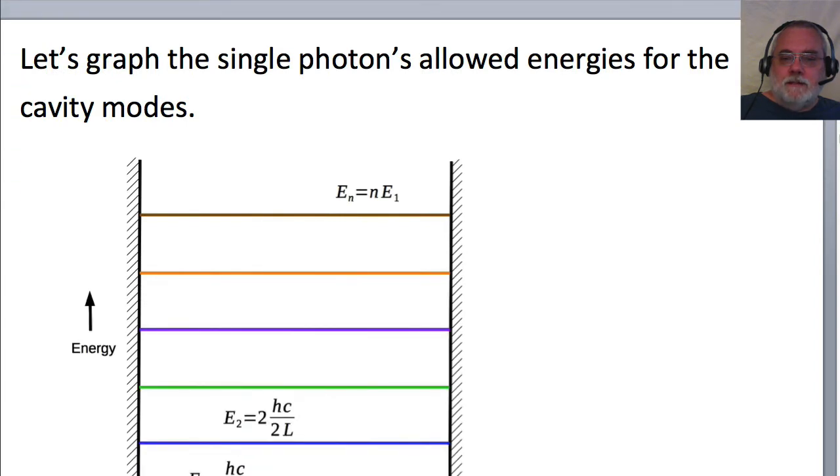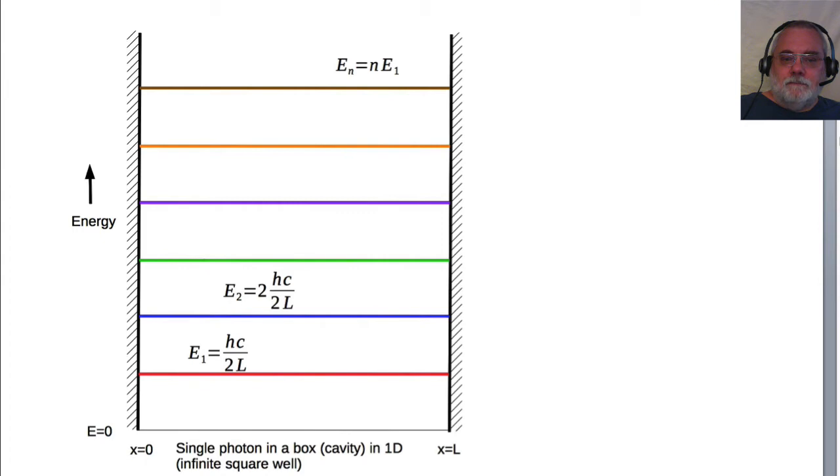Let's graph the single photon's allowed energies for the cavity modes. So horizontally we have position in the cavity from x equals 0 to x equals L. Vertically we have energy. We could have no photon in some mode, in which case there would be no energy, but if we have a photon, then the photon can only carry certain energies depending on the mode. Mode 1, the energy is hc over 2L. For mode 2, it's twice that. For mode 3, it's 3 times that. For mode n, it's n times that. So the photon energies in this cavity are quantized.